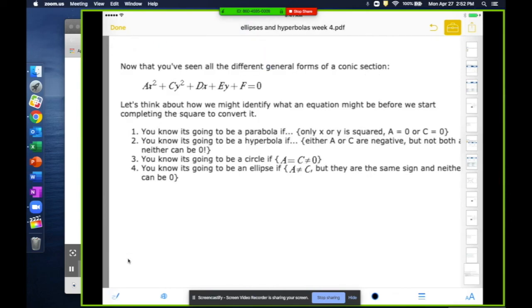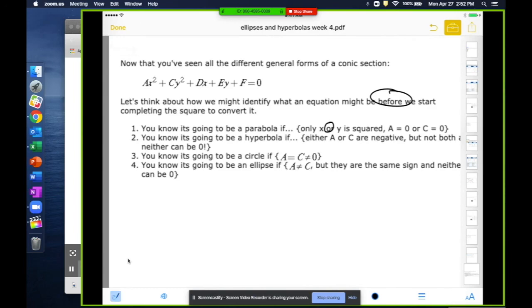Alright guys, and last but not least, I wanted to talk you through this final part that talks about some of the characteristics of our different conic sections that we've talked about. So we have our general form right here that we're used to seeing. And there are some things that we can notice before we actually start completing the square. So you know it's going to be a parabola if only x or y are squared, not both. You know it's going to be a hyperbola if you have a minus in between, so you have x squared minus y squared or y squared minus x squared, so a minus in the middle.